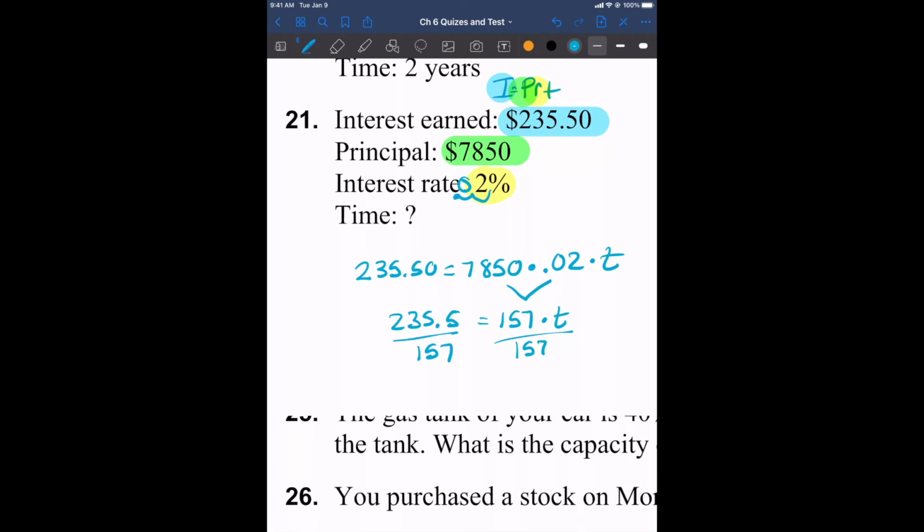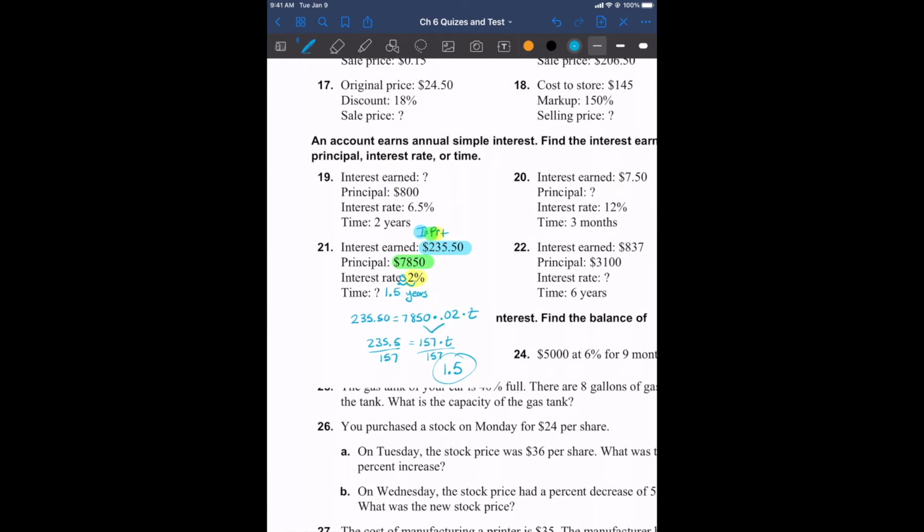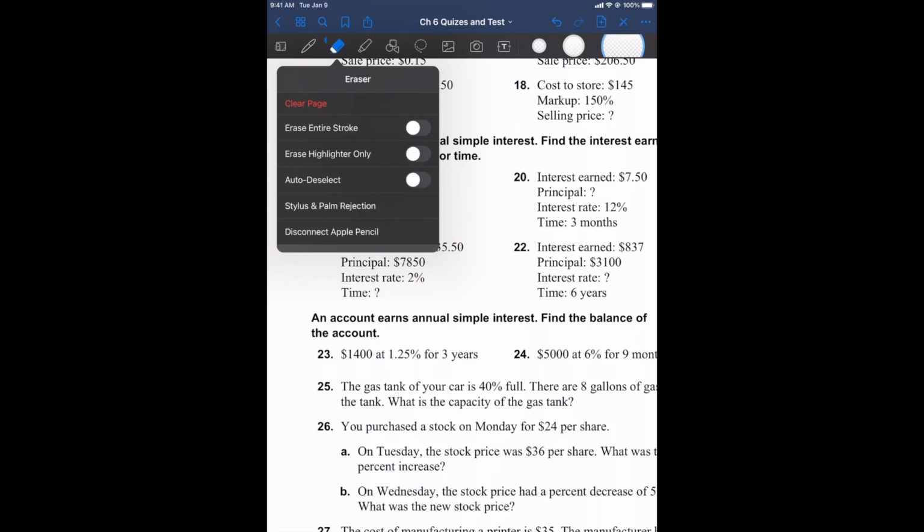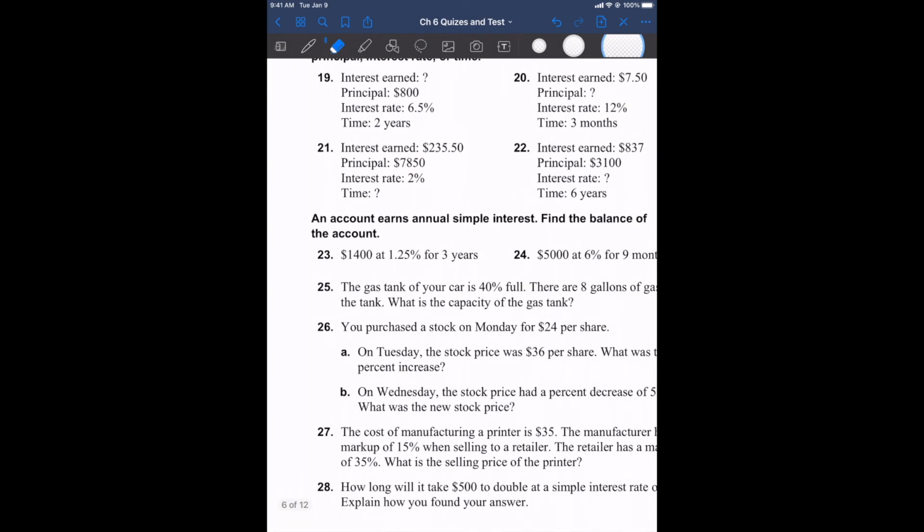235.5 divided by 157, and that's 1.5. So the time is in years, so that would be 1 year and 6 months, or you could say just 1.5 years. Okay? All right, I'm going to go ahead and move on. We're running out of time here.